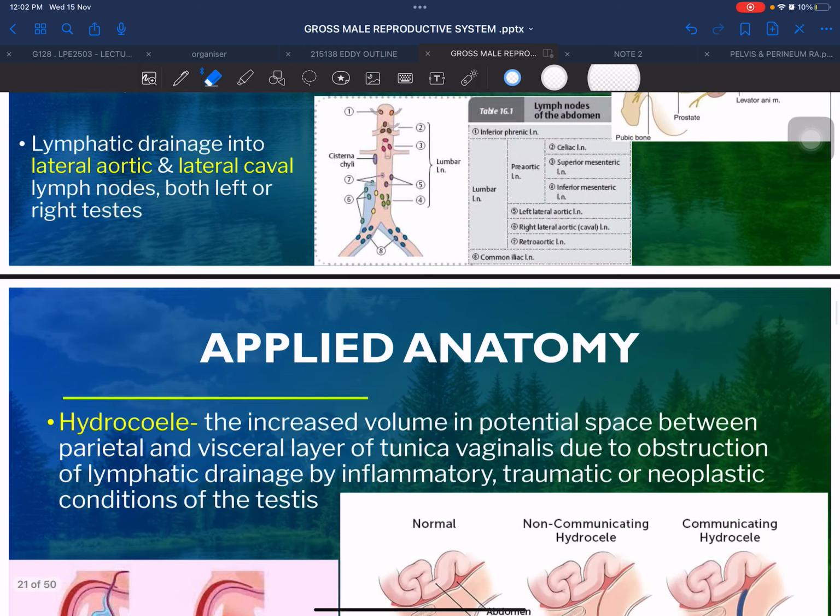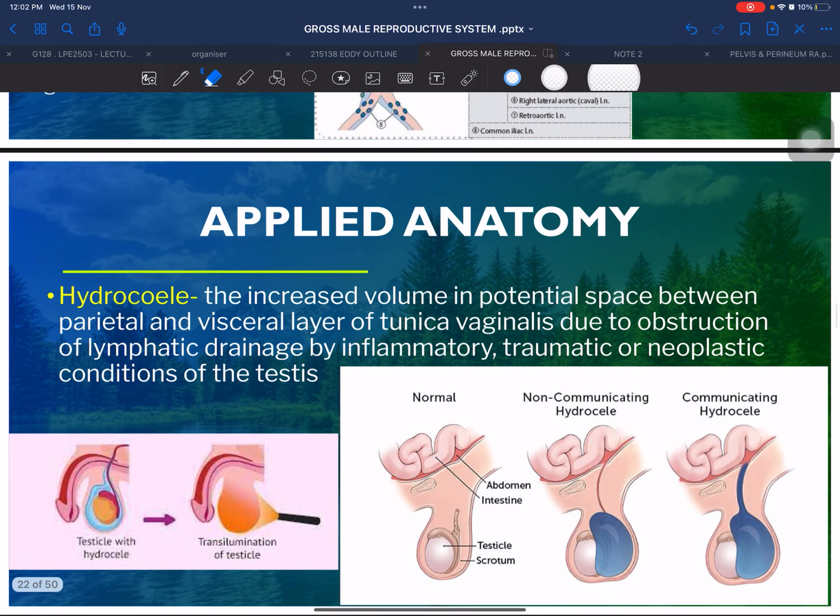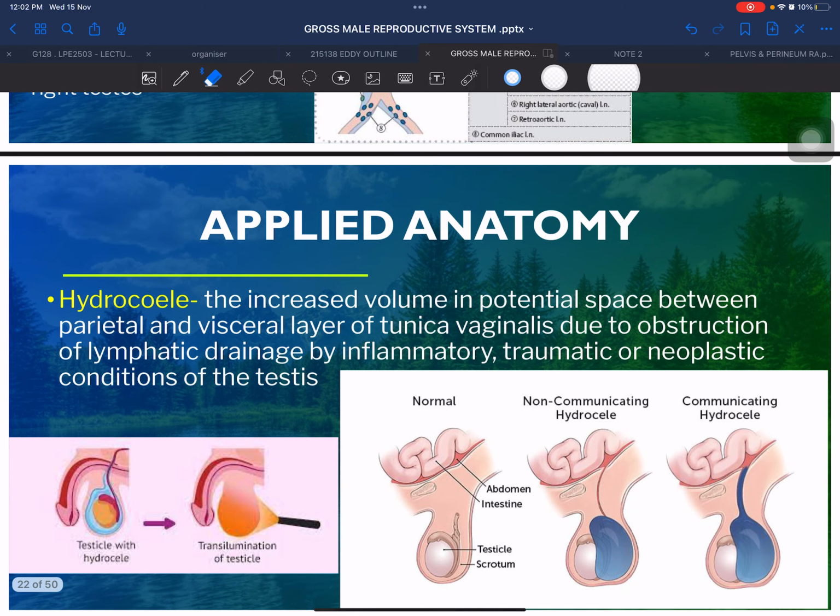So about hydrocele, it's common in children. It's increased volume in the potential space between the parietal and visceral layers. Earlier we had the visceral and parietal layers. If the volume is increased, we call it hydrocele. It might be due to obstruction of lymphatic drainage, or an inflammatory, traumatic, or neoplastic condition of the testis. Okay? There are a few types of hydrocele, non-communicating or communicating with the peritoneal cavity.